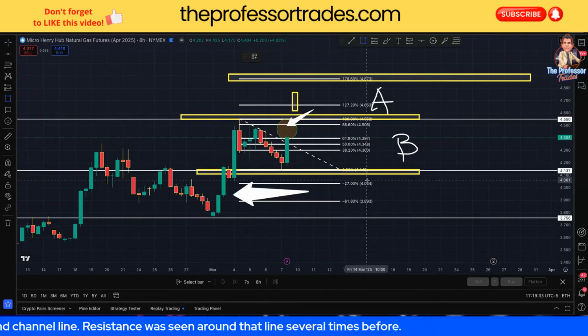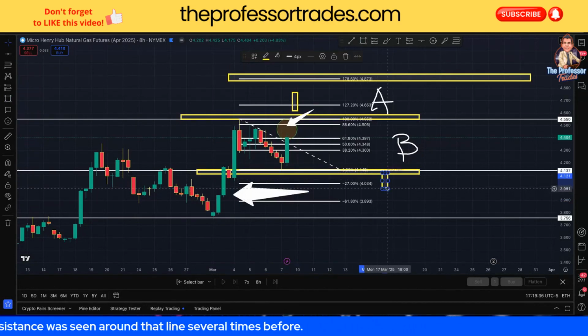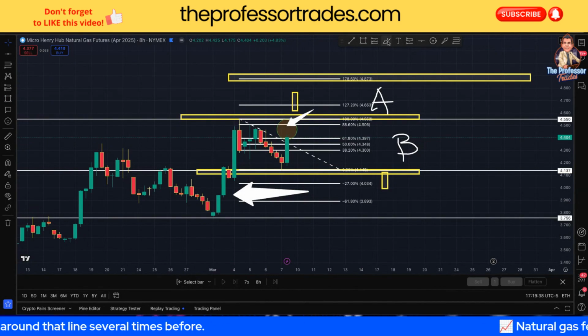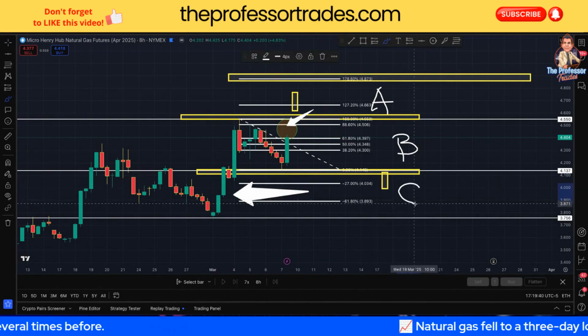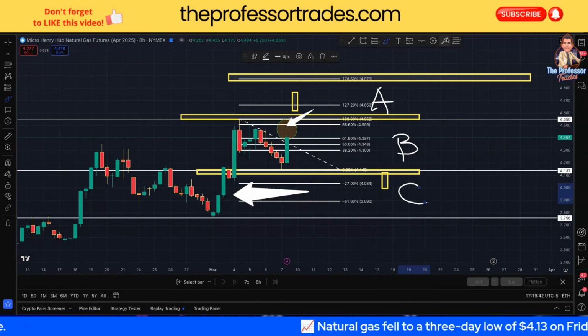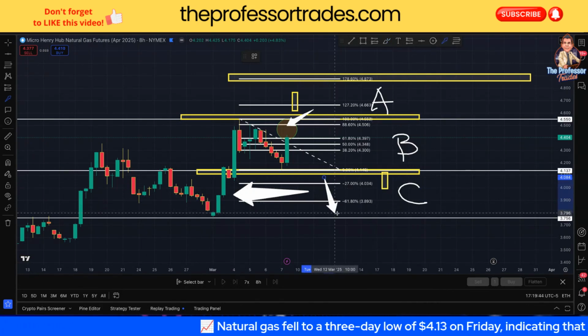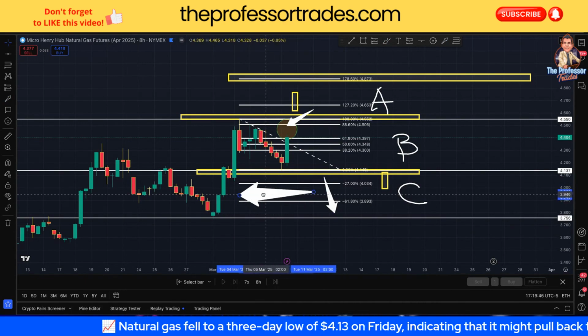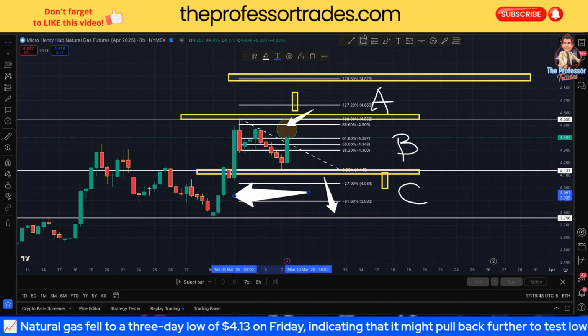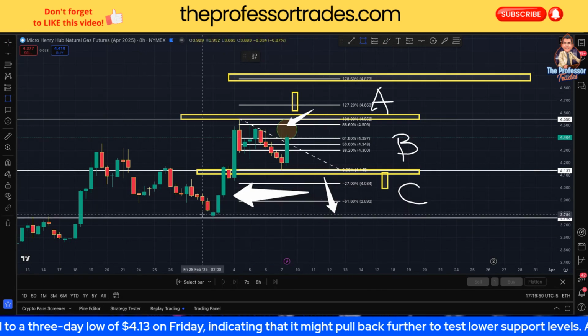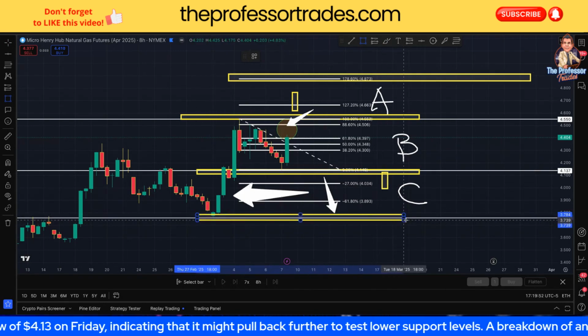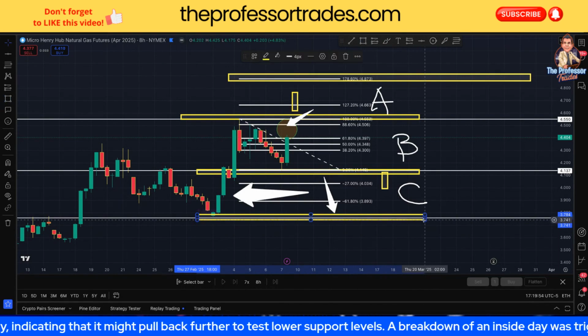So if we do get price to close below 4.13, then that becomes scenario C. In that particular case, we stay short on natural gas, and we're taking it down not only to this liquidity level, but then to our next floor at about 3.7 right in here. Okay.